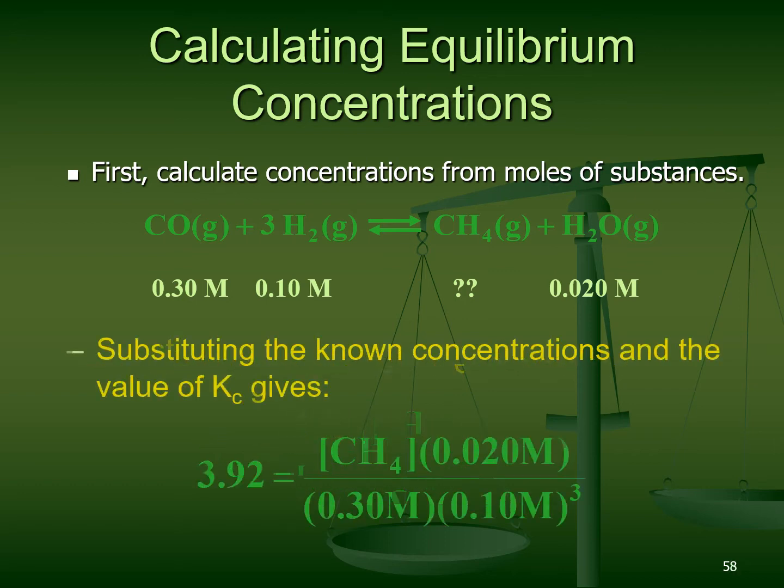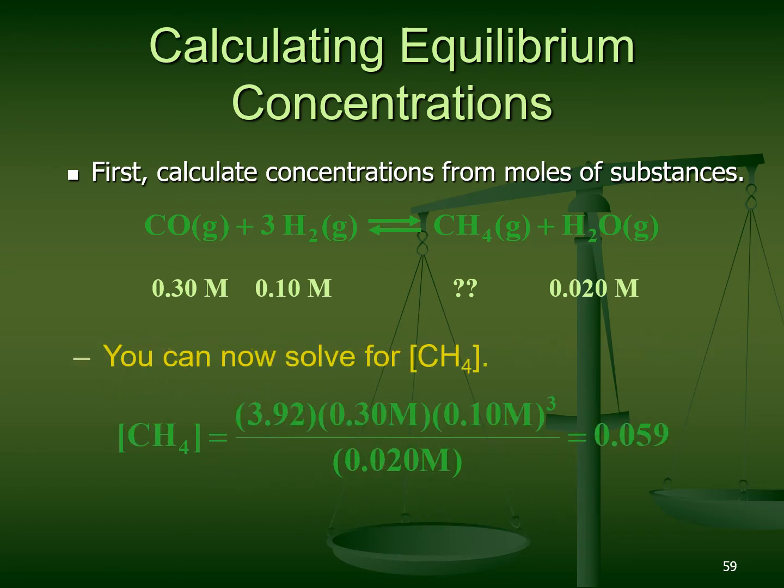So 3.92 equals CH4 times 0.02 divided by 0.3 times 0.1 cubed. If we solve for CH4, we get 0.059. So again, because it always goes to that same set point, we can find the equilibrium concentration of any of the others as long as we know the K value and all the others. We can find the one that we're missing.